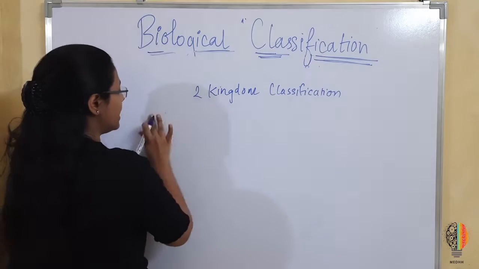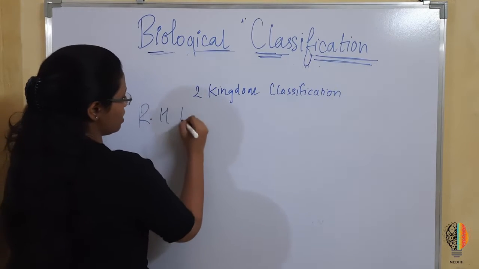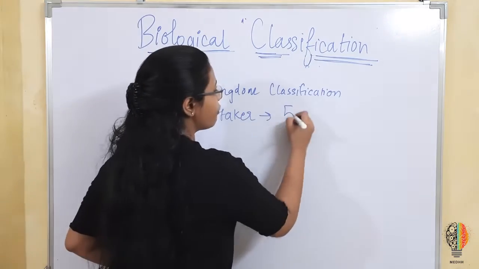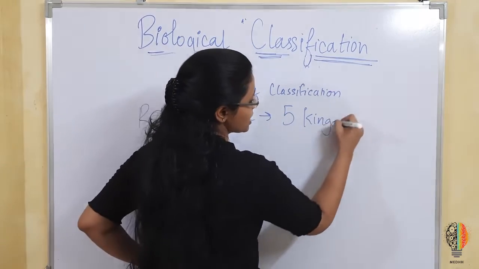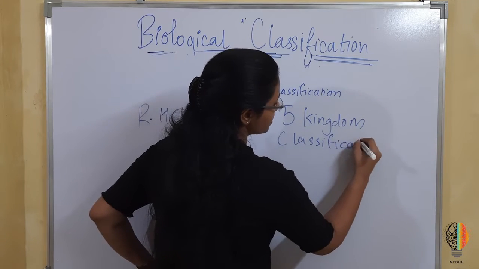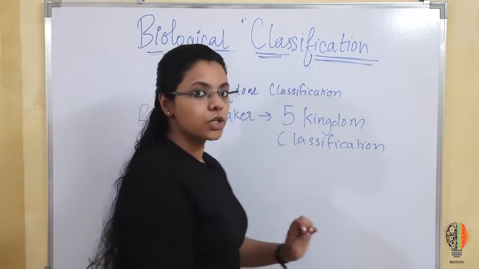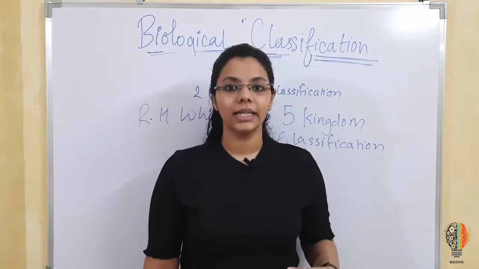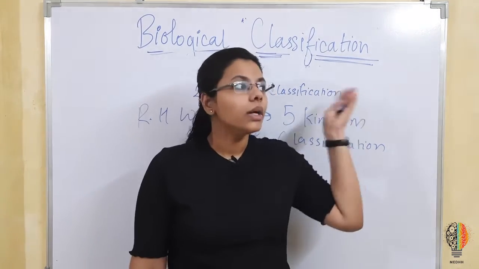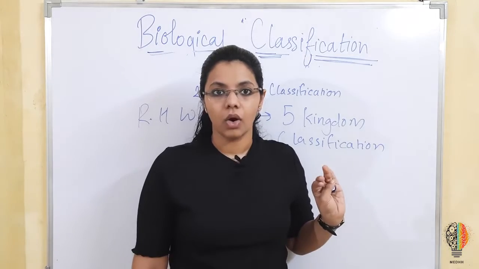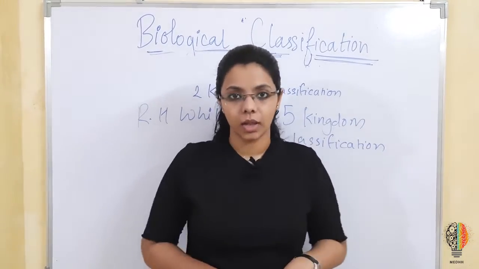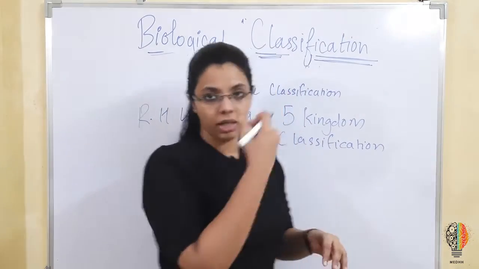Now R.H. Whittaker introduced 5 kingdom classification. Okay, 5 kingdom classification. So he created 5 categories on the basis of what? We just discussed how Aristotle categorized the organisms. Here we will see what were the parameters that R.H. Whittaker took to create the 5 kingdoms.